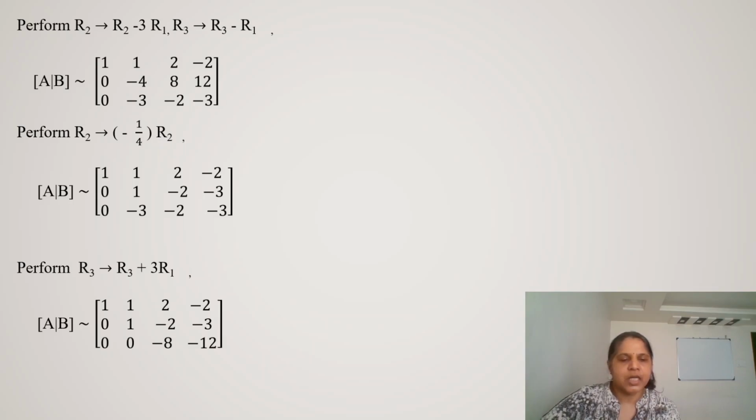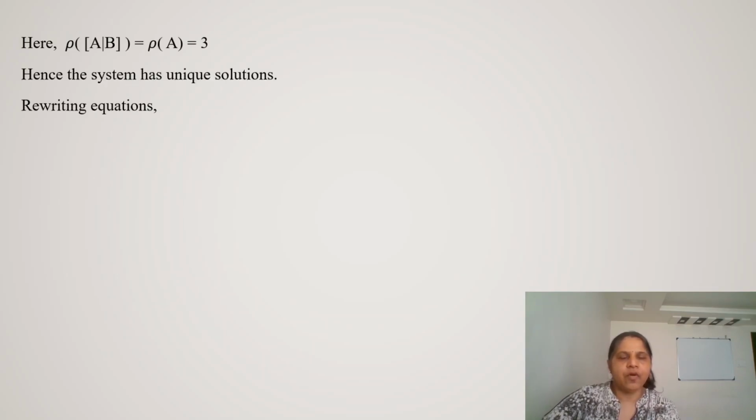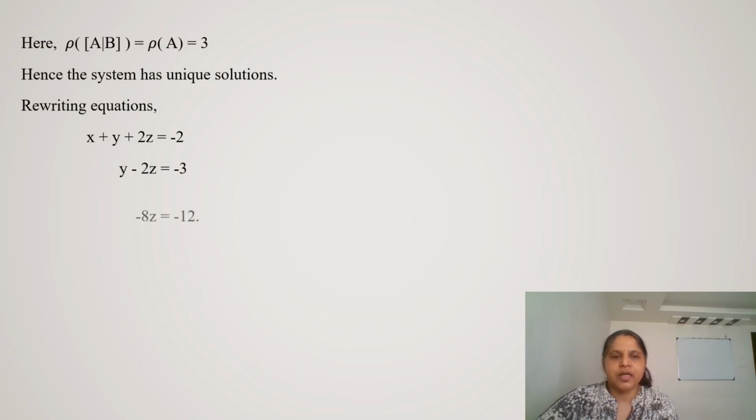Now this is the echelon form of the matrix, and the rank of the augmented matrix is the same as the rank of A, which is 3. So the system has a unique solution. We write the equations from this augmented matrix. So rewriting equations, first equation, x plus y plus 2z equal to minus 2, then y minus 2z is equal to minus 3, minus 8z is equal to minus 12. Using back substitution, we can solve this system from the last equation.